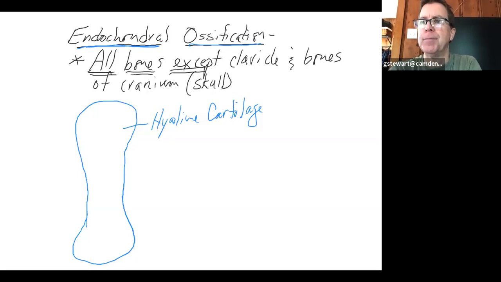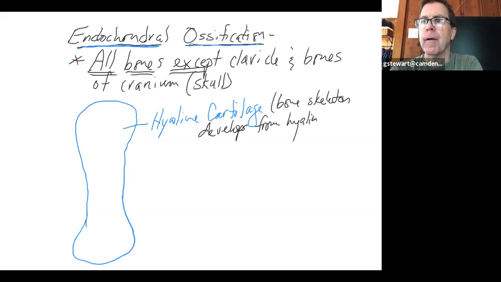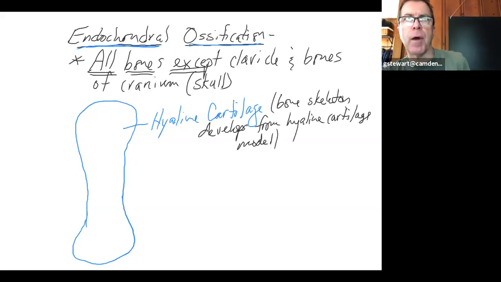So let me write that. A bone skeleton develops from a hyaline cartilage, that's a C, a hyaline cartilage model. So when you look at an ultrasound of a baby developing in the mother's uterus, and you see what looks like a skeleton developing, technically that's just hyaline cartilage. So these little cartoon bones are actually made not of bone, but of hyaline cartilage.